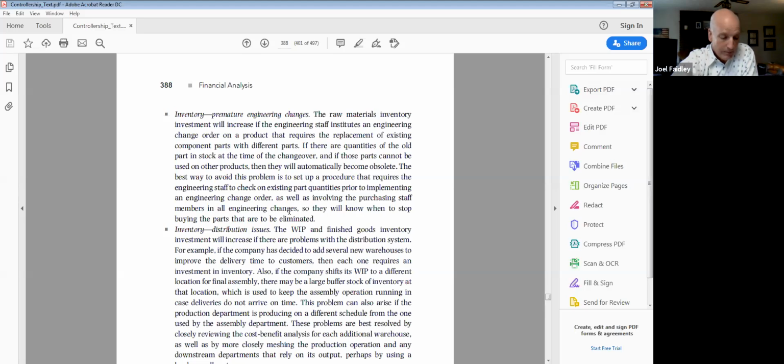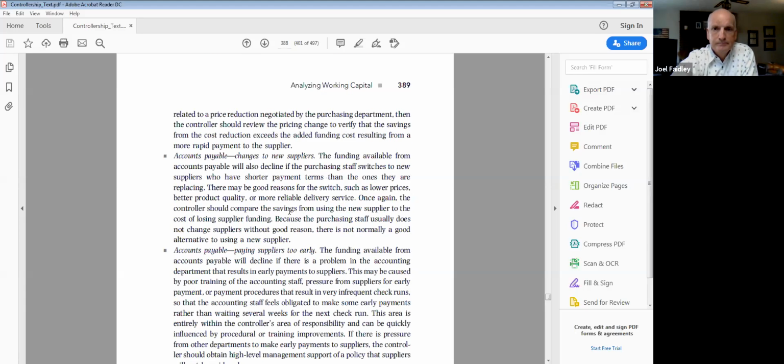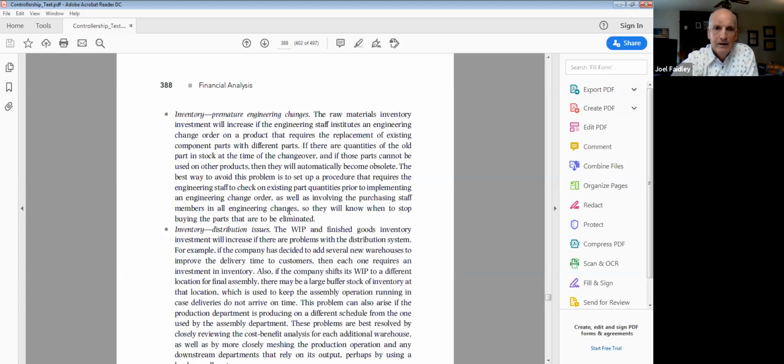Look at the top of page 388. Inventory: premature engineering changes, ECO, engineering change orders. That goes on all the time, where they're trying to take product or material out of whatever you're making. Less material going in means what? A higher degree of both gross margin and contribution margin. ECOs, engineering change orders, are very important.